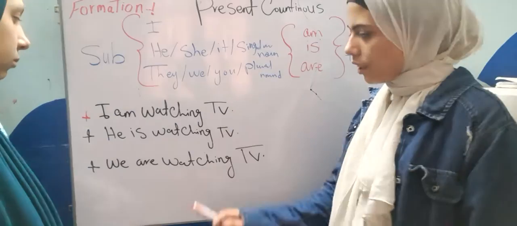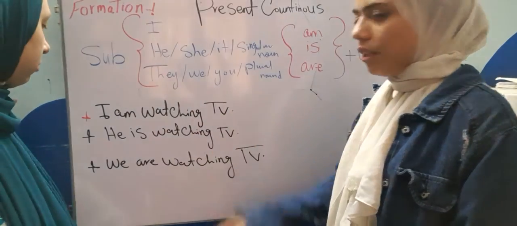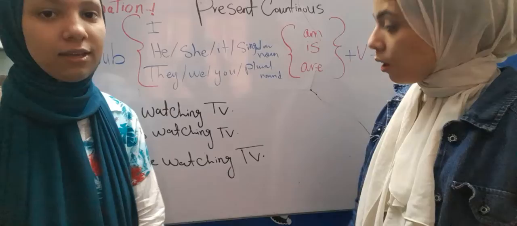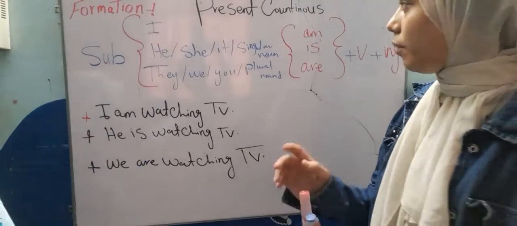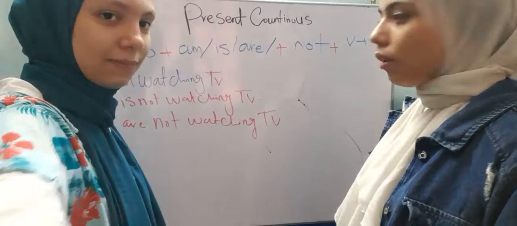As for examples, we can say I am watching TV. He is watching TV. We are watching TV. And that was everything for the formation of the present continuous tense.